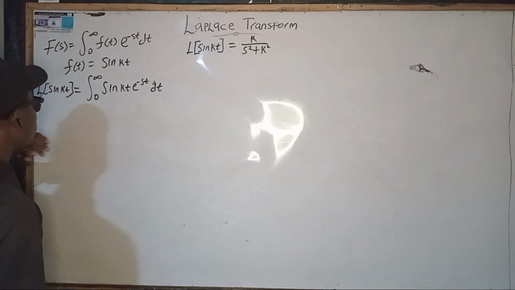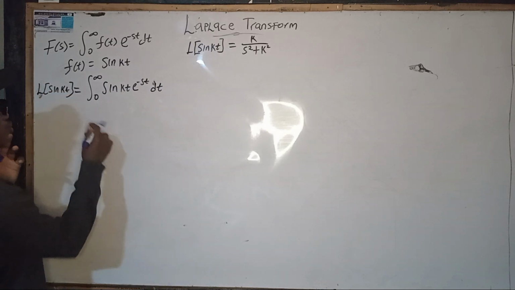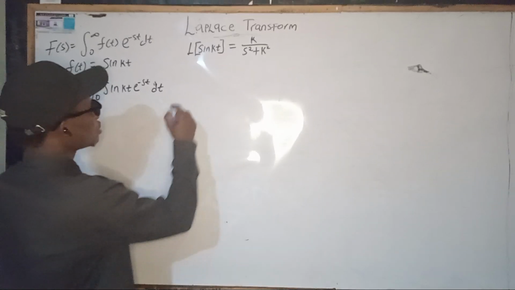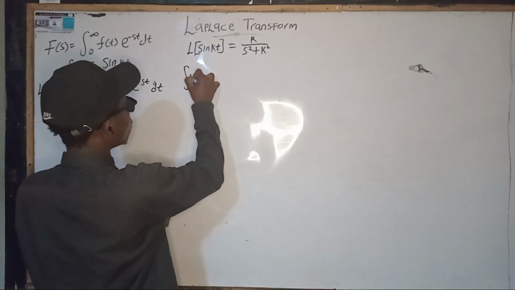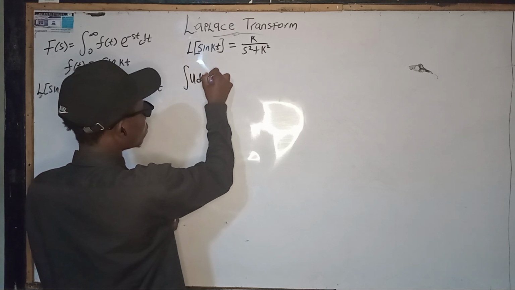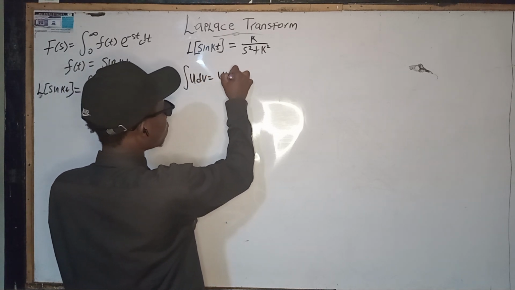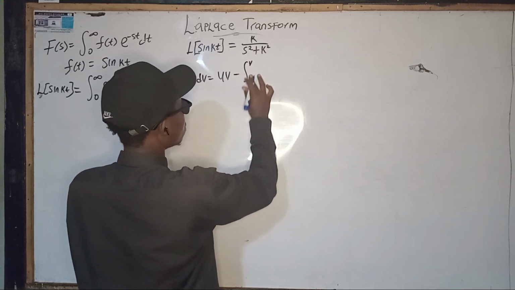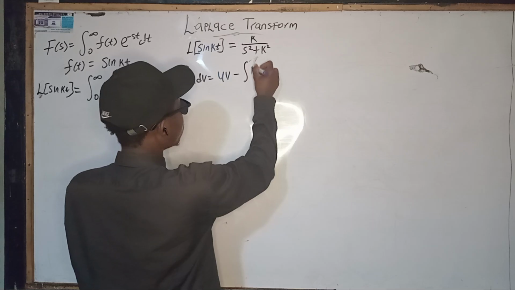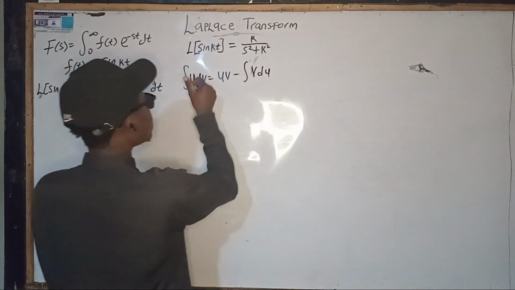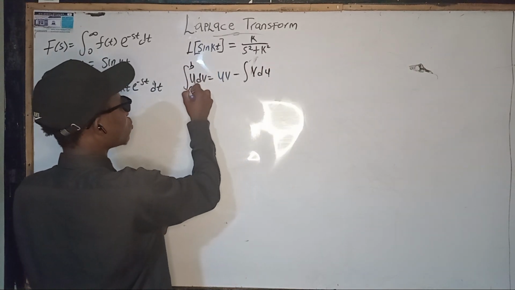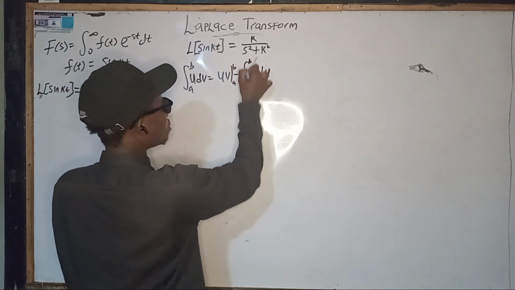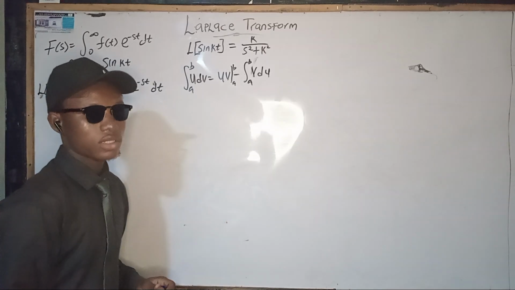Now moving on, we use integration by parts. As I mentioned earlier, the integral of u dv equals uv minus the integral of v du. And if this has any bounds, like from b to a, that means we are going to apply b to a here and b to a here also.